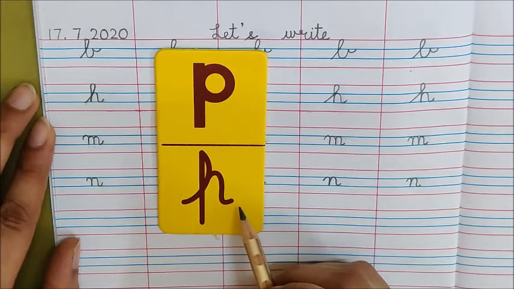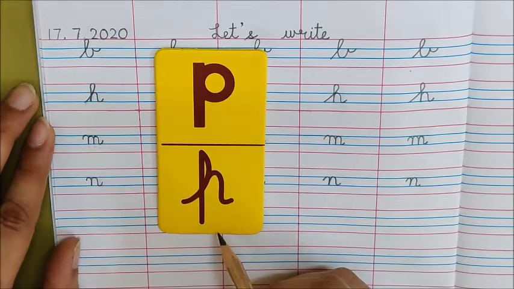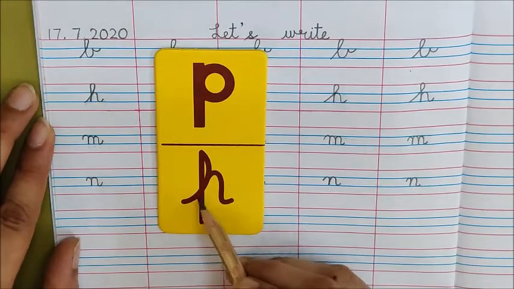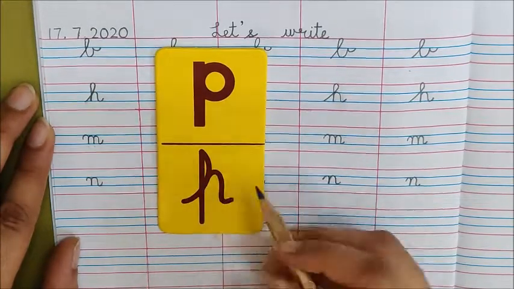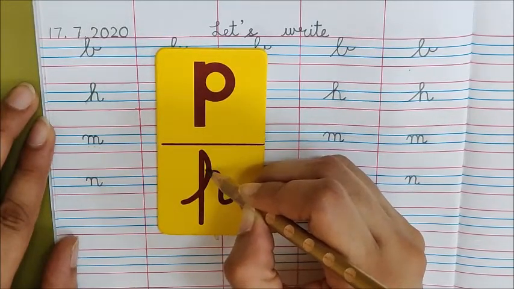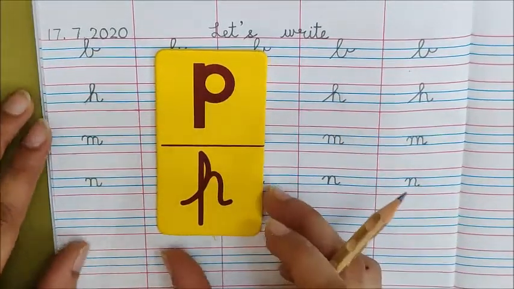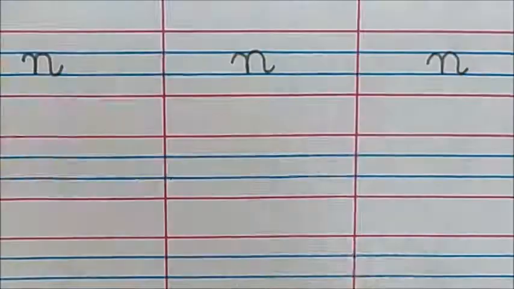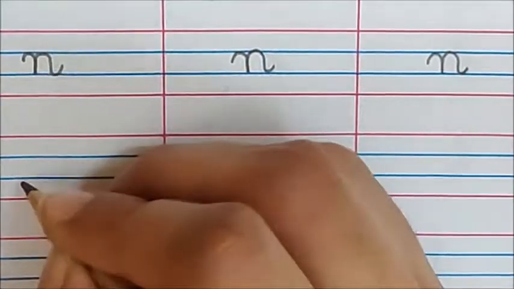P, P, P. Children, we will write letter P now, but we will not write letter P like this. See, it has a loop here. We will not make this loop. Okay, look how ma'am is writing letter P. The next row, write down P.